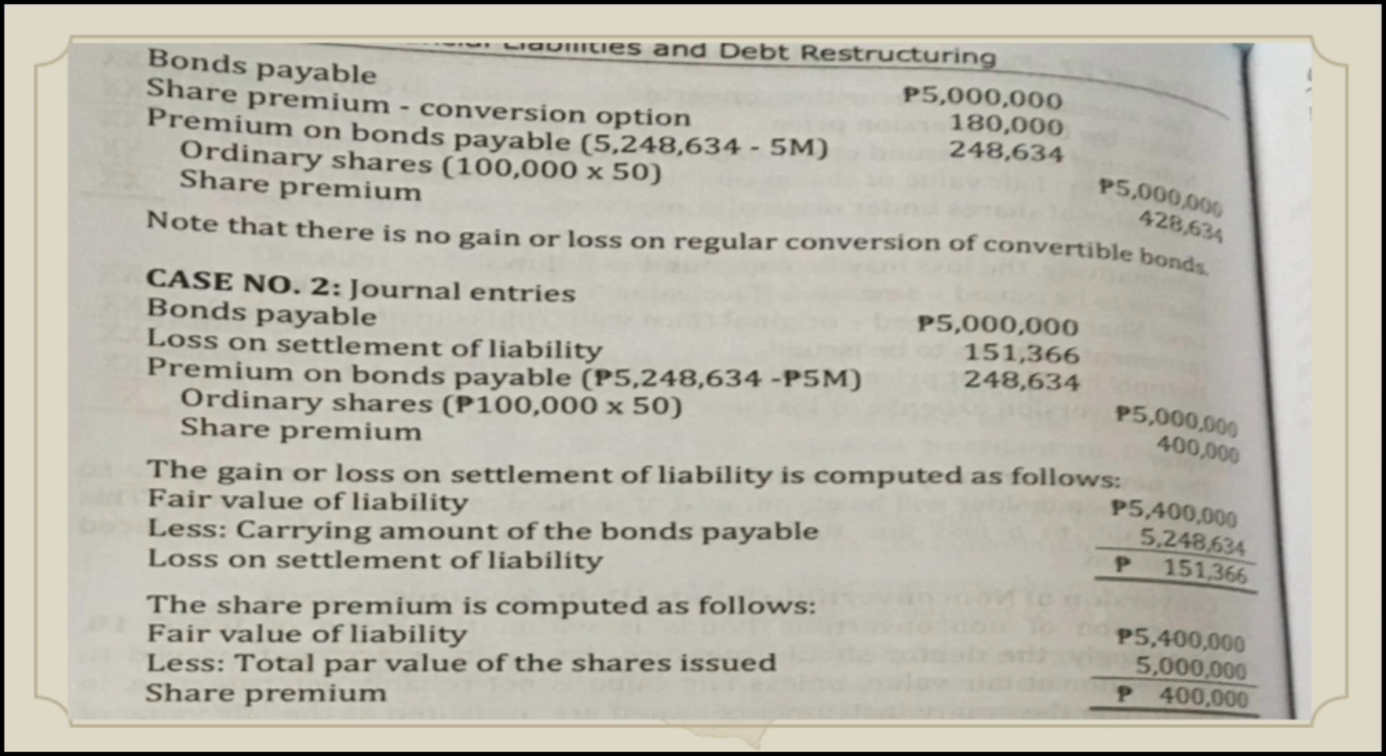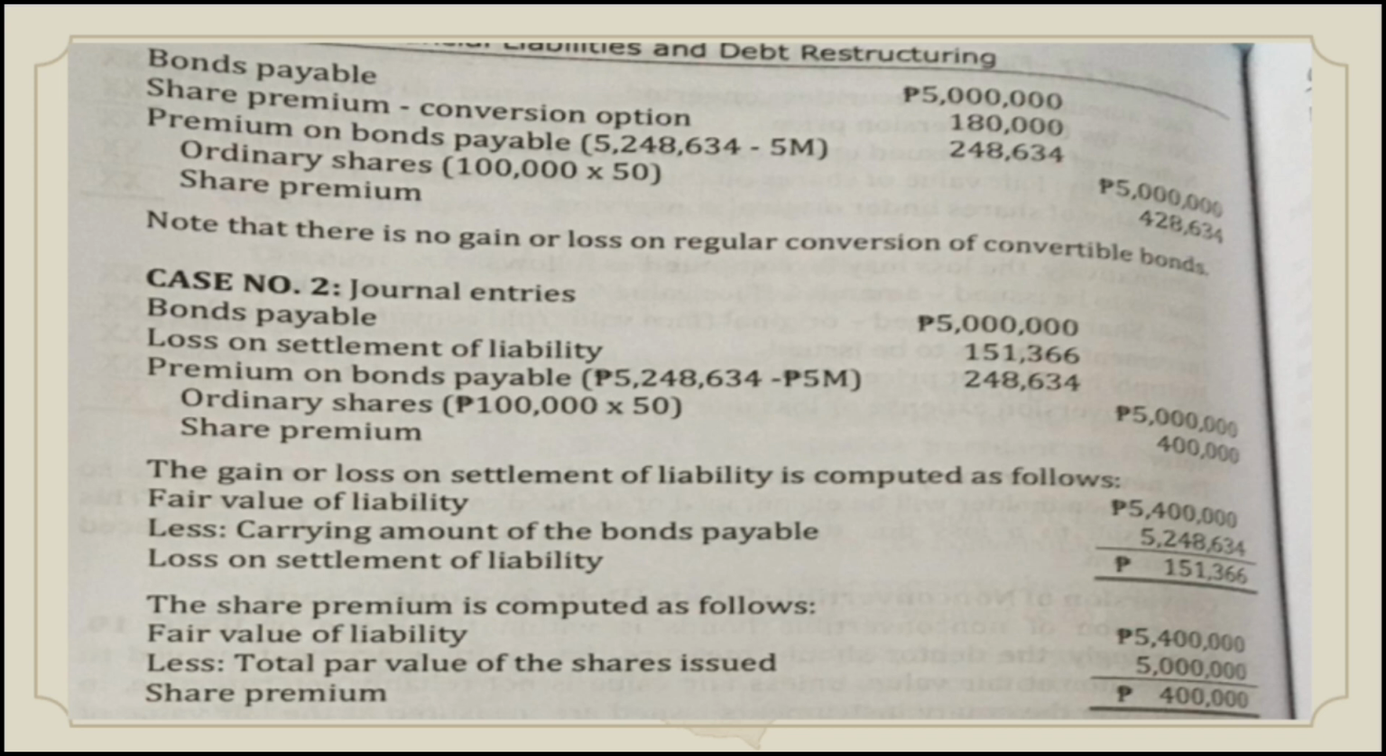And then, we also credit share premium. So, to get the share premium, we add the carrying amount of 5,248,634 to the conversion option of 180,000 and then subtract 5 million, and it equals 428,634. So, why is there a share premium? There is a share premium because the sum of the carrying amount and the conversion privilege is greater than the par or stated value. So, the difference is recognized as an increase in share premium.